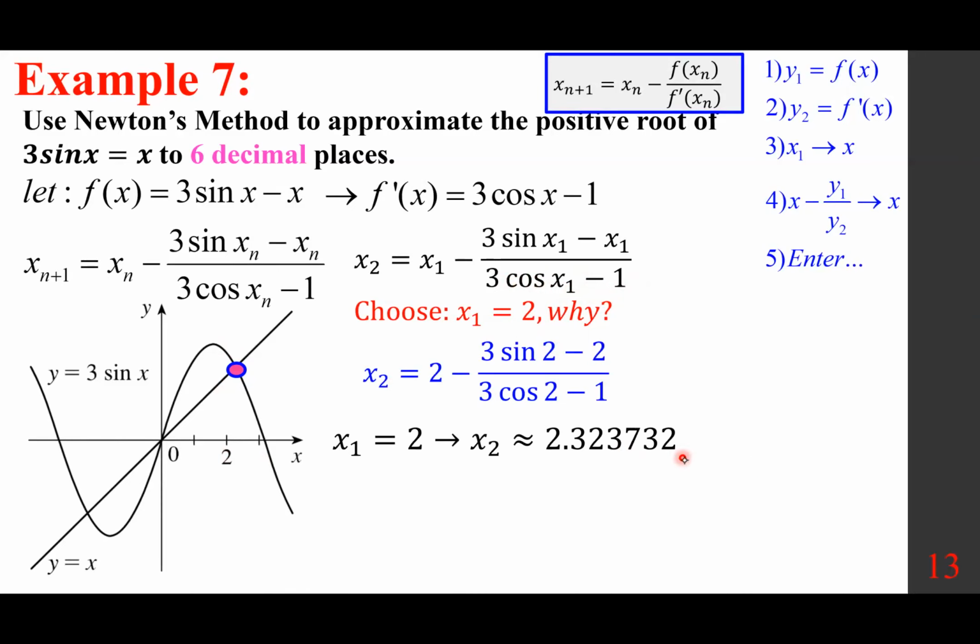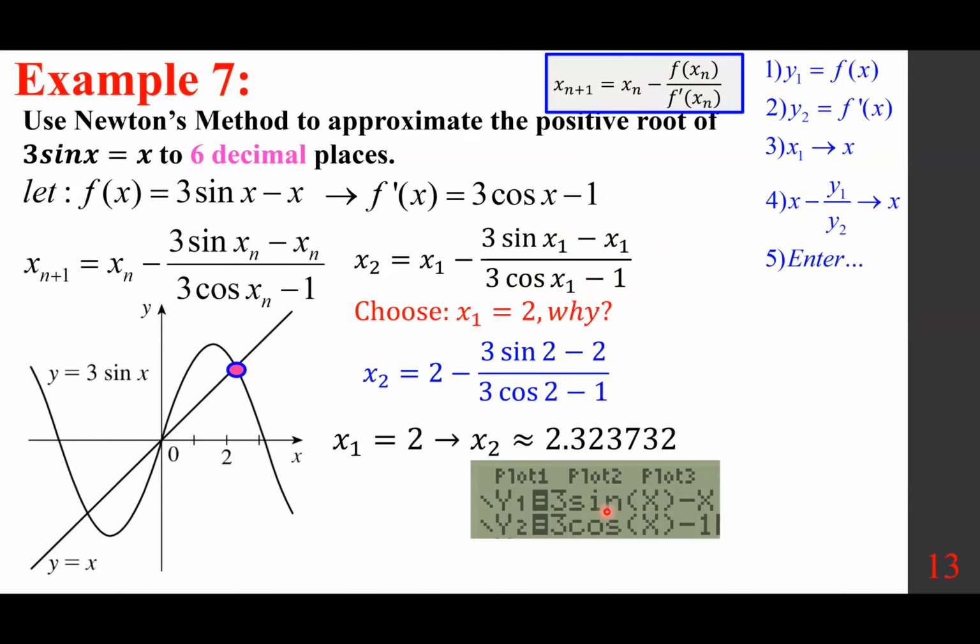Now, for x sub 3, it's x sub 2 minus 3 sine x sub 2 minus x sub 2 over 3 cosine of x sub 2 minus 1. But at this point, I'm going to use the methodology that I told you. So y1 is 3 sine x minus x. So I'm going to put the function into y1, its derivative into y sub 2. So y sub 2 represents f prime of x.